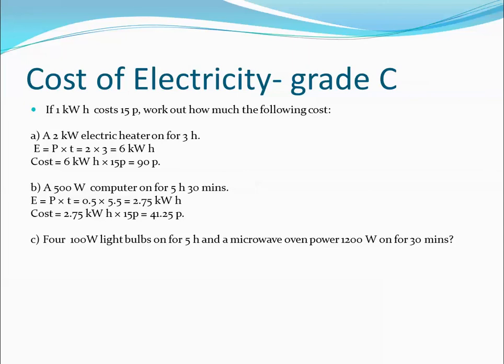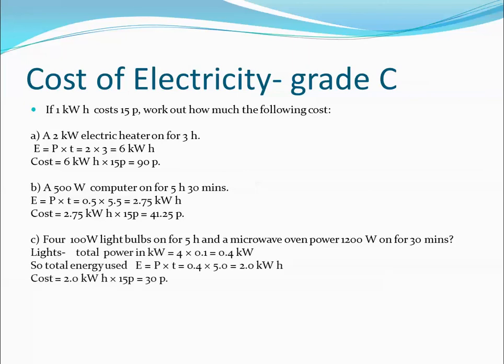Right, question C. We've got 4 lights of 100 watts, so we change it into kilowatts and multiply by 4. So 100 watts is 0.1 of a kilowatt, so it's 0.4 kilowatts. We're going to stick with the lights at the moment. So the total energy used, energy is power times time. They're on for 5 hours, so 0.4 times 5 is 2 kilowatt hours. 15 pence a kilowatt hour, so that's 30 pence.